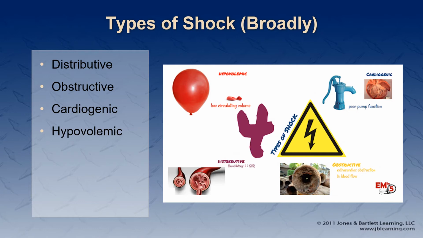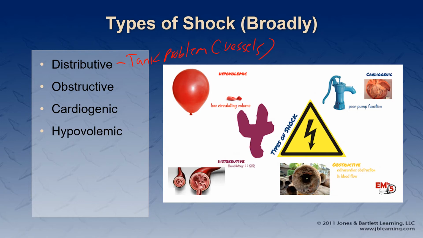All right, so now let's start getting into the specific causes and what we're going to do about them. So with our big broad strokes brush, we're going to say there's 4 categories of shock: distributive, obstructive, cardiogenic, and hypovolemic. So distributive, this is going to be a tank problem, right? Or something with the vessels.